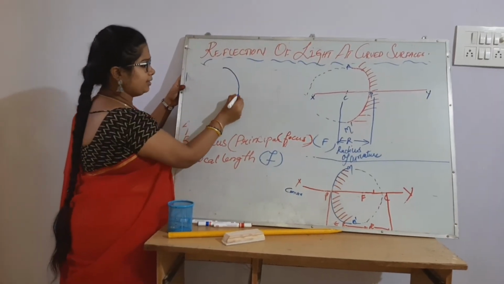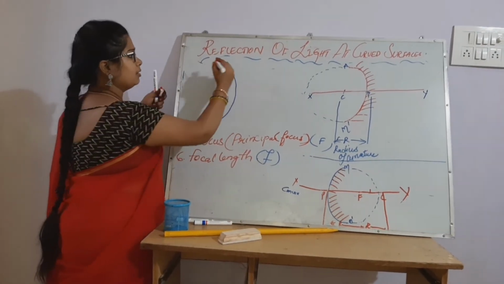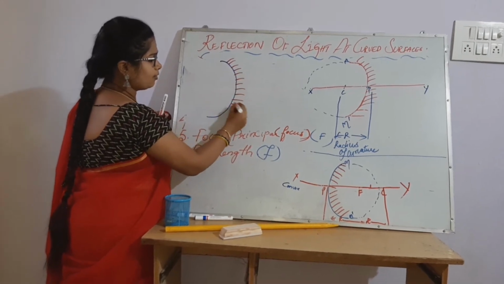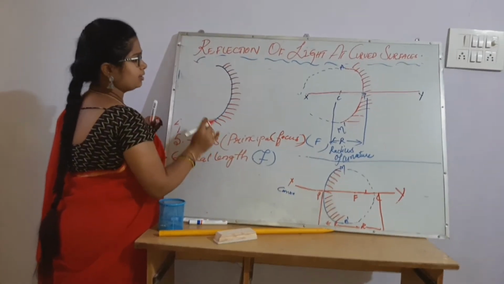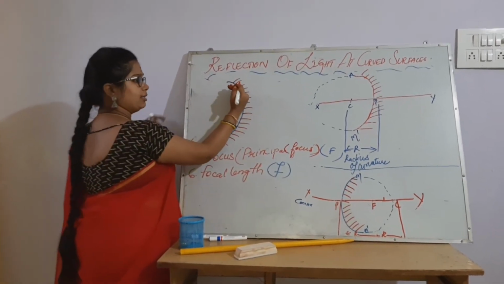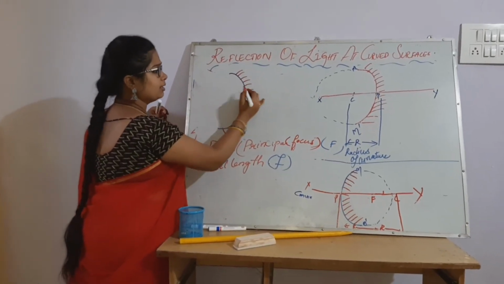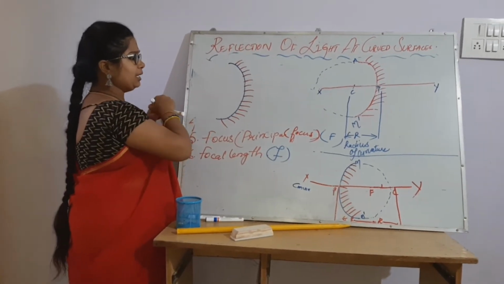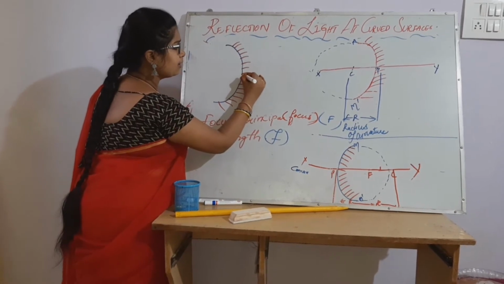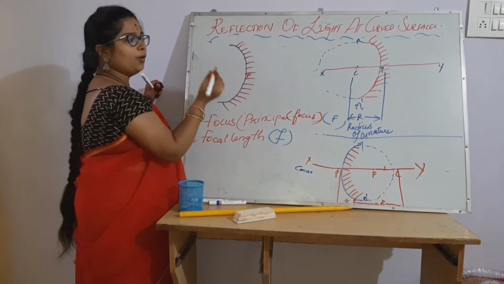What is this mirror? You can't say yet. Now, if I draw it like this, it will be clear to you. This is a concave mirror. Cave, like this, concave, the inside is the mirror. Like this, the mirror will be. So, the principal axis is this, and P is nothing but the pole.